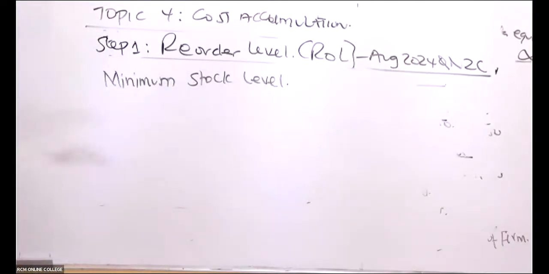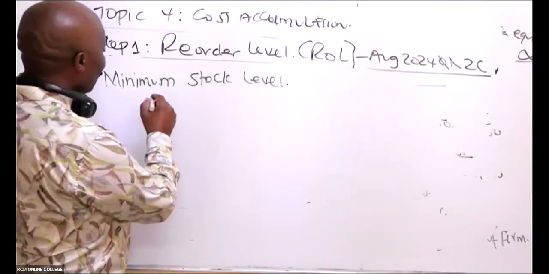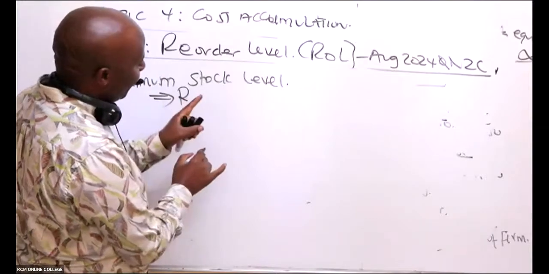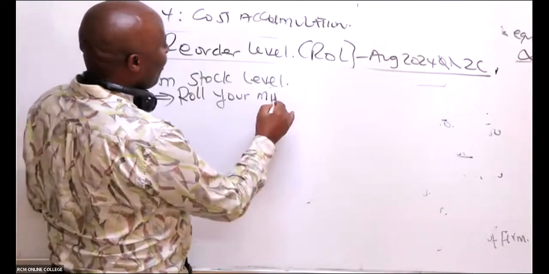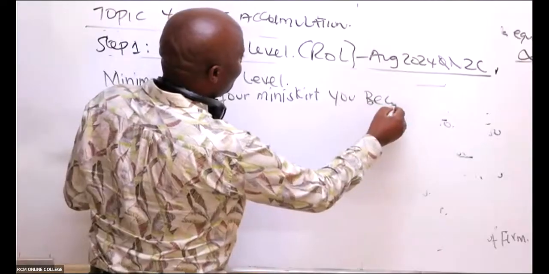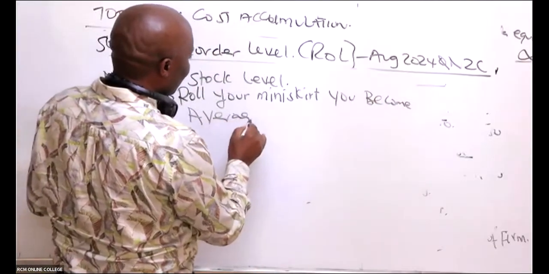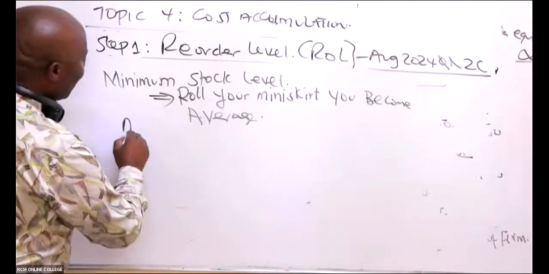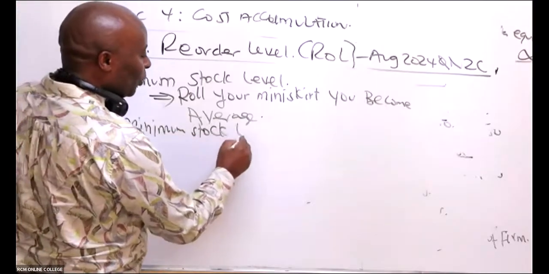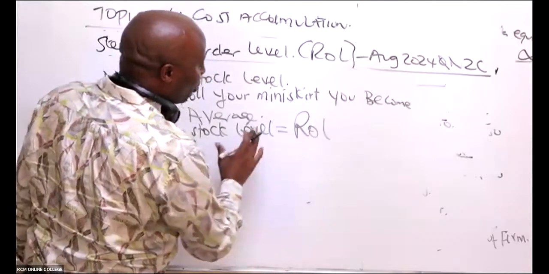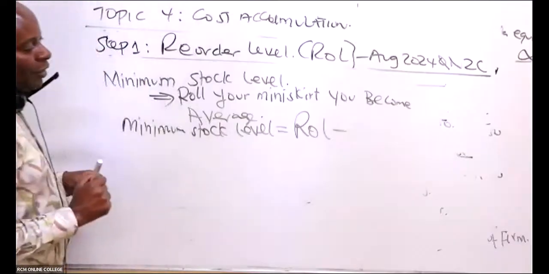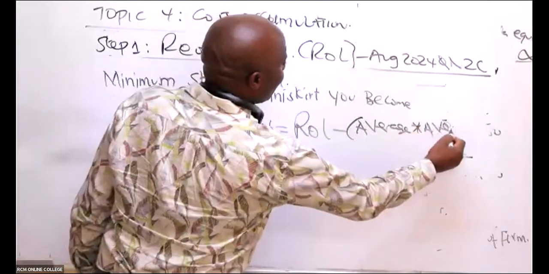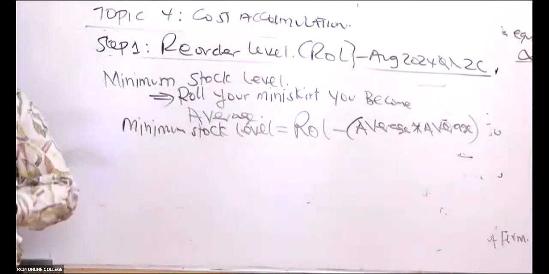So minimum stock level, ladies and gentlemen, for you to be able to remember this, we normally use some bad acronyms at times, but you must take my acronym seriously. You see this minimum. So if you roll your miniskirt, you become average. That's how you remember this. Just write it somewhere. So anytime they want us to give them minimum stock level, we must always start with a roll. And then, because you're getting minimum, you're getting average, we shall put negative there. And then in brackets, we have average times average.